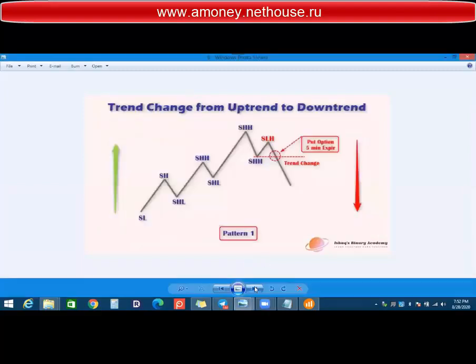Look at here. The trend changes from uptrend to downtrend. This is what will happen.